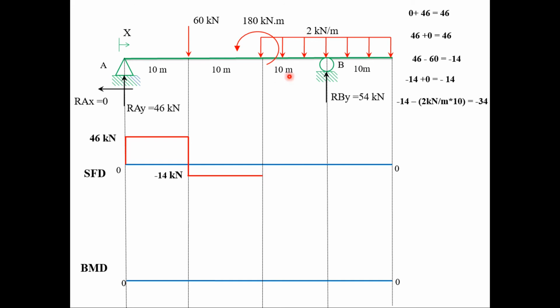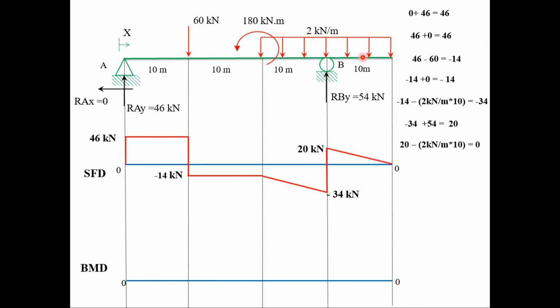So at support B we have a reaction RBY of 54 kilonewton. So minus 34 plus 54 we will have 20 kilonewton. On the final span, due to this uniformly distributed load of 2 kilonewton multiplied by 10, we have a downward negative force of 20 kilonewton. So positive 20 kilonewton minus 20 kilonewton, the shear force will be 0.